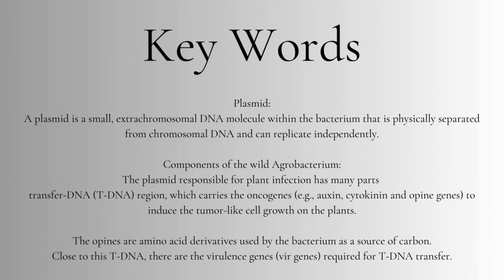Second would be opines. They are amino acid derivatives that serve as a carbon source for Agrobacterium. Third would be the virulence genes. They are essential for tDNA transfer into the plant cells.